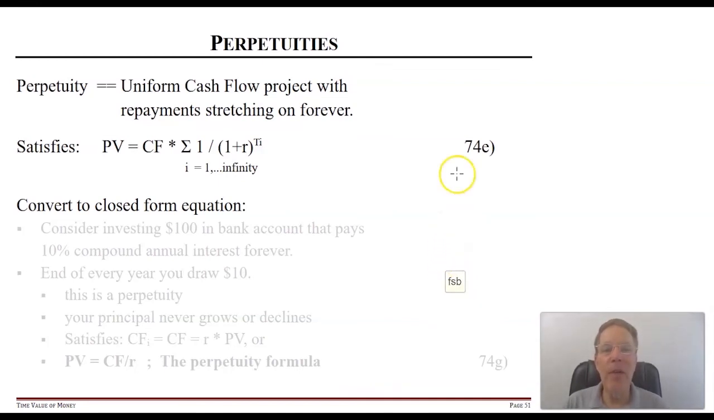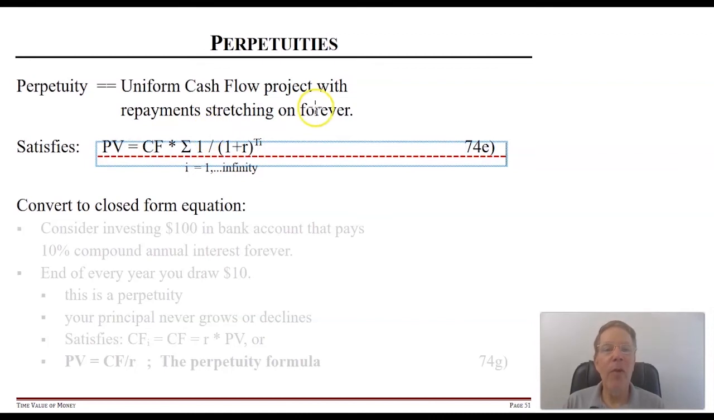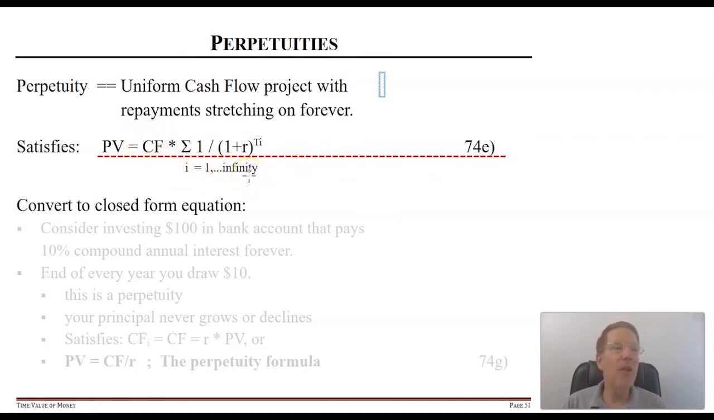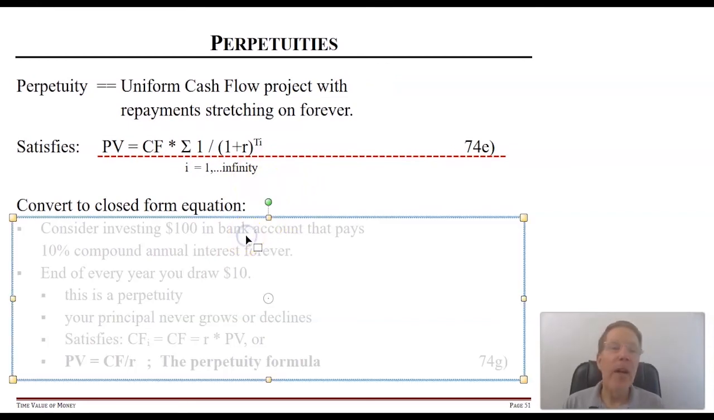All right, next up is what we call the set of perpetuities. Perpetuities represent a class of problems where we have a uniform cash flow project, but the payments go on forever, out into infinity, out until hell freezes over, right? So what that's going to look like, modifying our formula 74E, is we just have our uniform cash flow out here, and now instead of stopping at some finite point, we just go out to infinity. But happily, this is really easy to convert to a closed form equation.